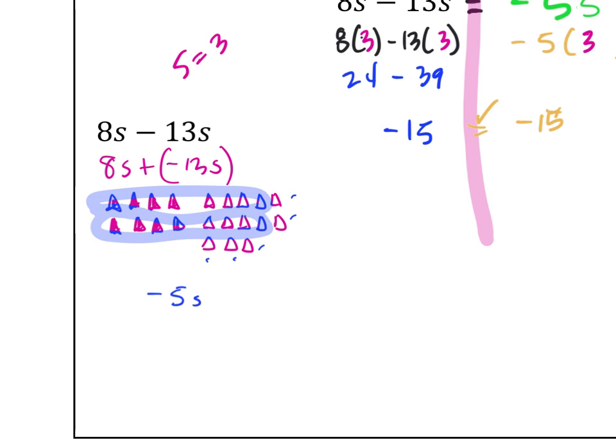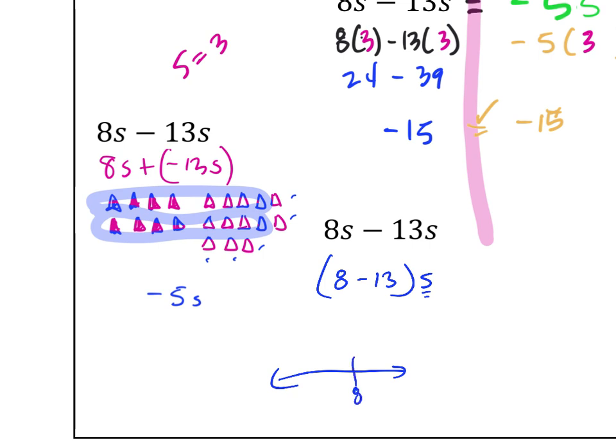Of course, the other way to look at it would have been to say that if you had 8s minus 13s, you could take mama out of the picture. The common factor here is the s. So you'd have 8 minus 13 times s. There's mama, the s. 8 minus 13 are the babies. 8 plus negative 13. If you got 8 and you add negative 13, you're going to go that way. You wind up at negative 5. So you write negative 5s. And at this point, either one of these ways is acceptable.